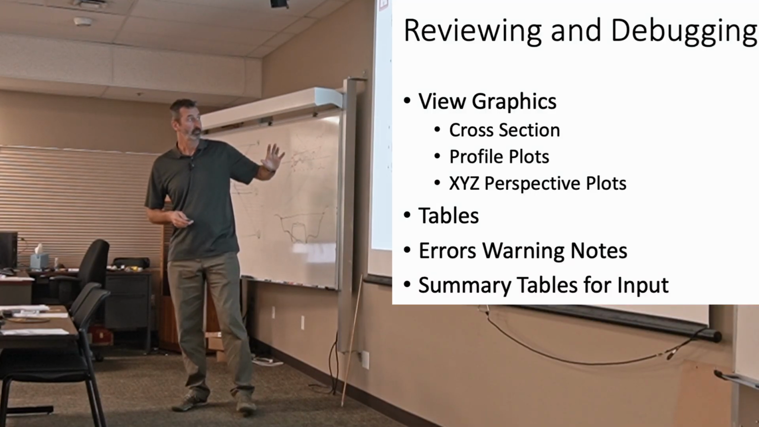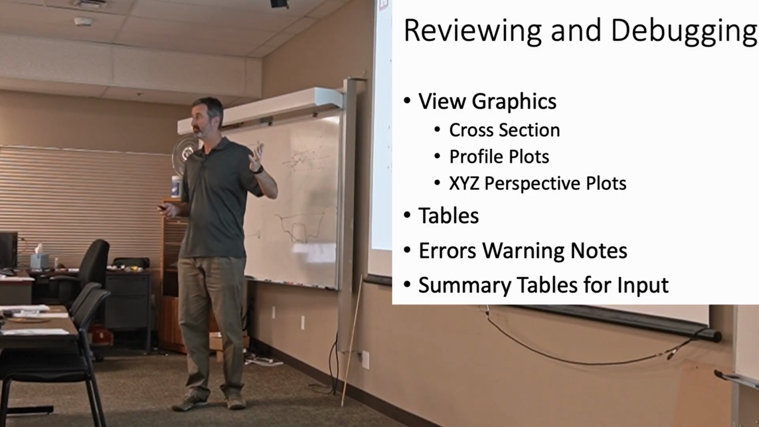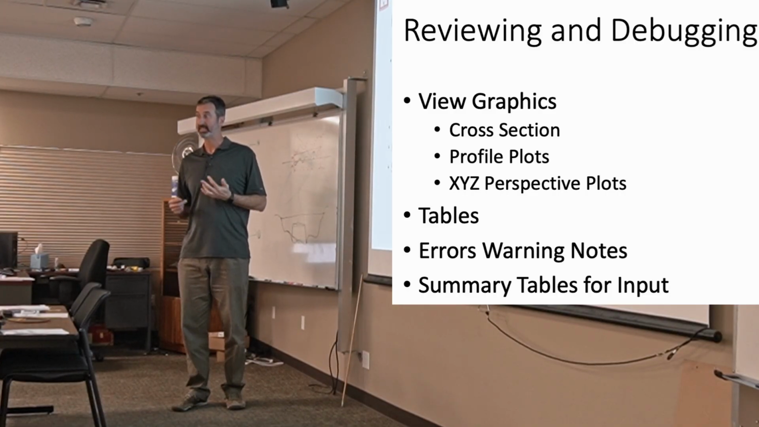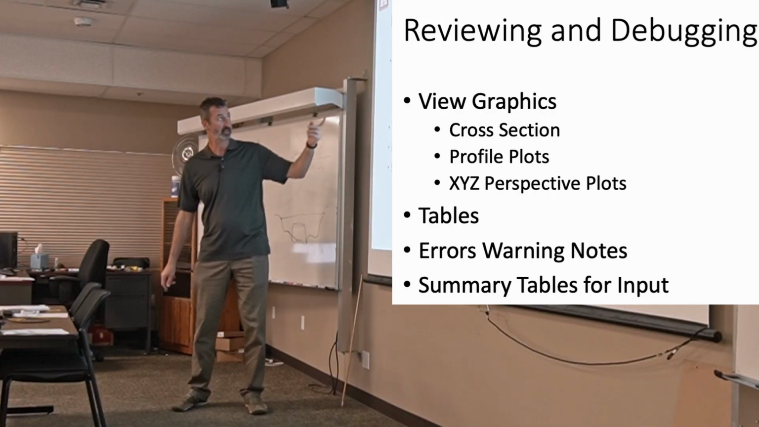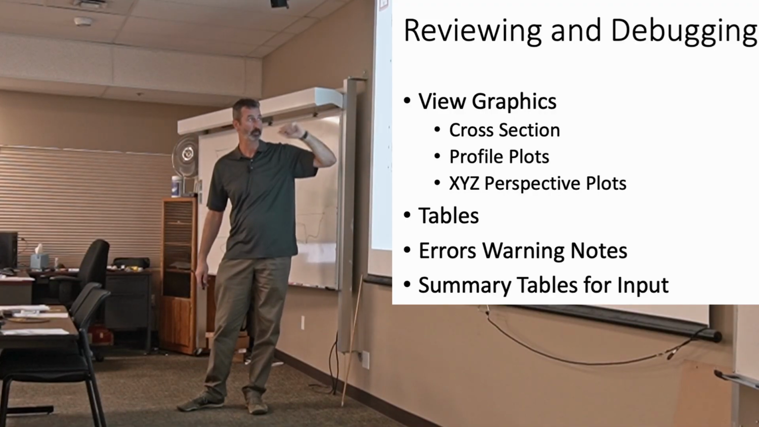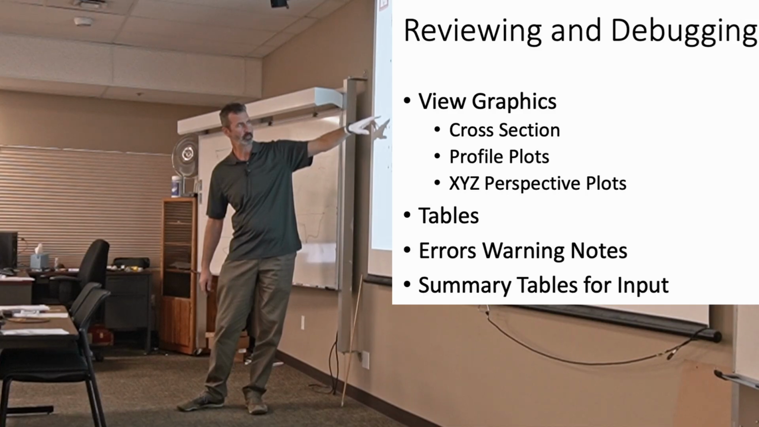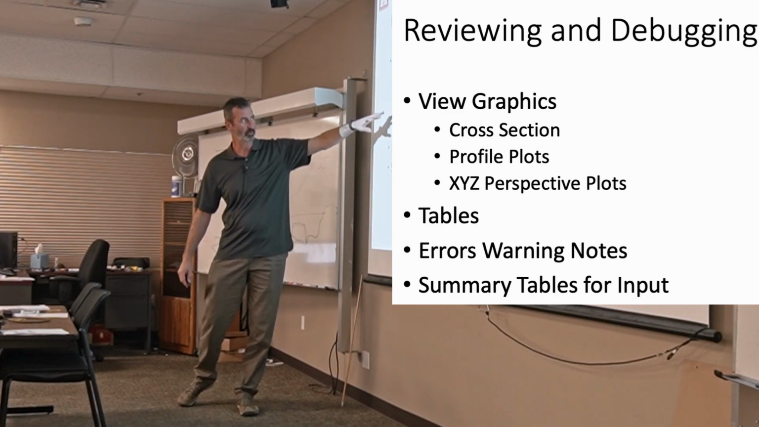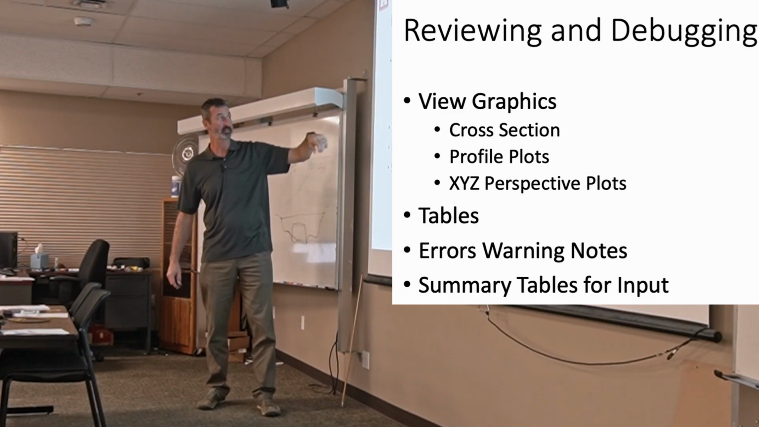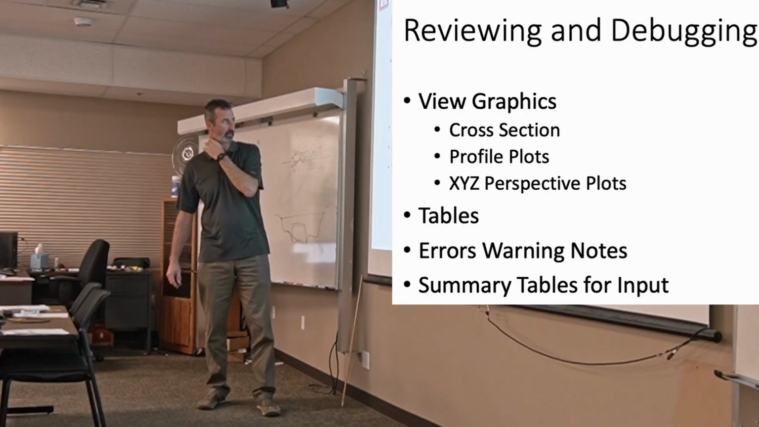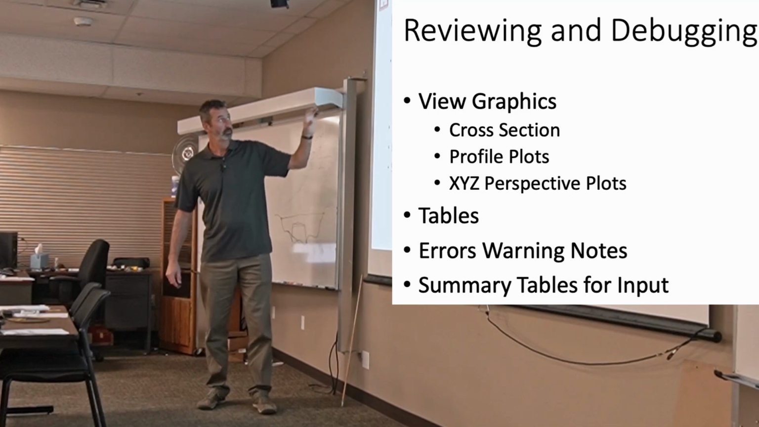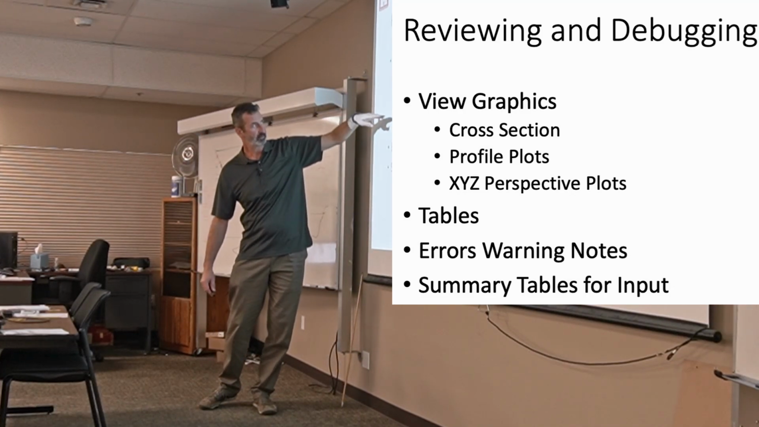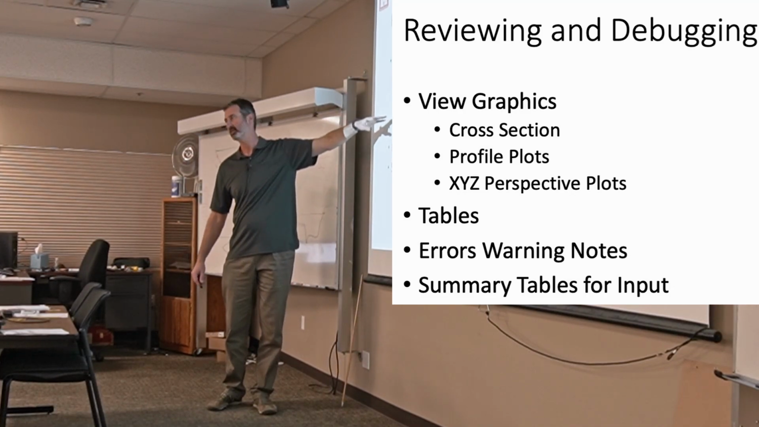Okay, so what do we normally do? Well, I like to start off with getting the big picture in the easiest way possible, and I find that is looking at the cross-section plot and looking at the profile plots. There is an XYZ perspective plot, and there's an old one of those from way back when, and the new one is more like a game view, a much more game-level kind of thing. Okay, so I guess what we really should add right here is look at it in RAS Mapper too.